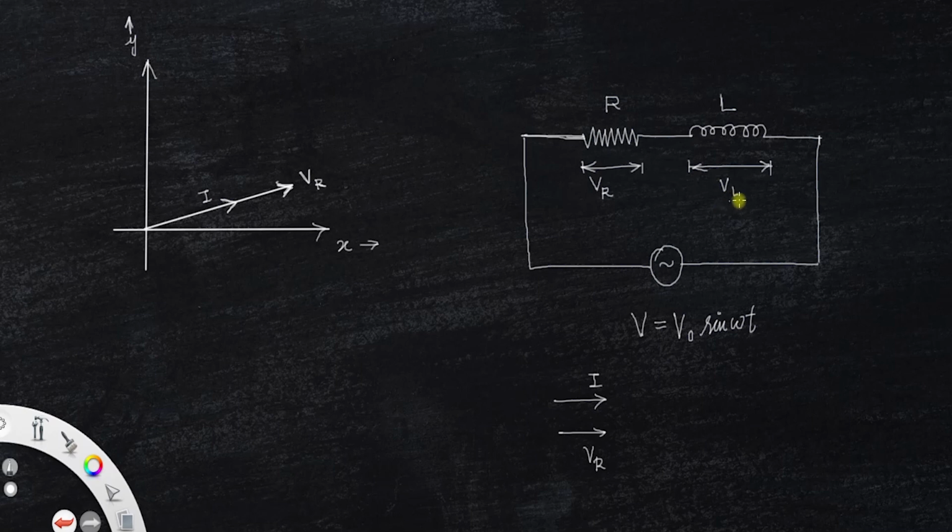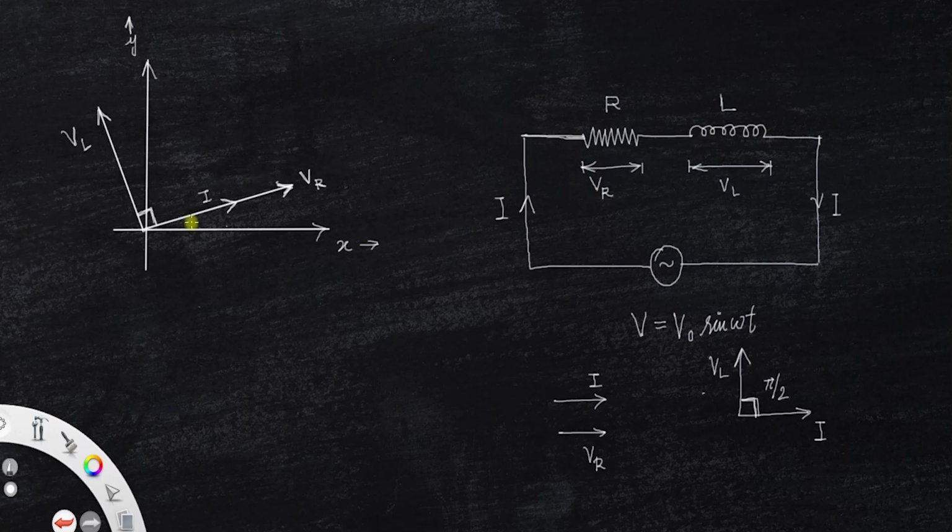Now, what about the voltage across the inductor? The current in both the resistance and the inductor remains the same because they are in series combination. But the voltage is always ahead of the current by a phase of pi by 2. We already discussed this in the previous derivation of the purely inductive circuit: there is a phase difference of pi by 2, or 90 degrees, between the current and voltage, and the voltage leads the current. So I draw the voltage here. This represents the voltage across the inductor, and this angle is always 90 degrees.